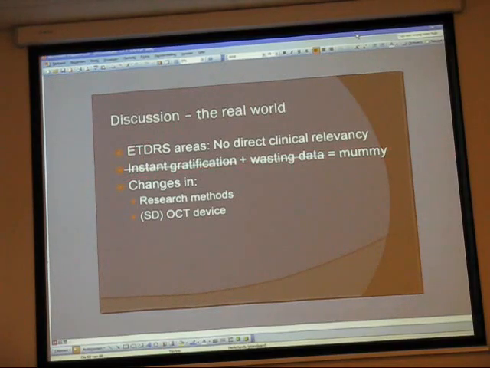Well, when I first began this study, I was going to look at the congregated areas only. So the outer ring, the paracentral ring, and the fovea. But then I saw that a lot of scans were being thrown away because they weren't perfect. So I decided to analyze the individual ETDRS areas to stop wasting data. So I put my desire for instant gratification aside, and I stopped wasting data. And that is what I call a mummy.